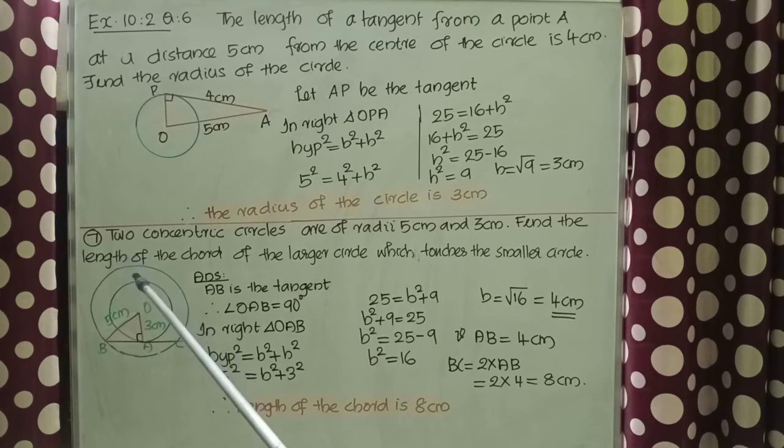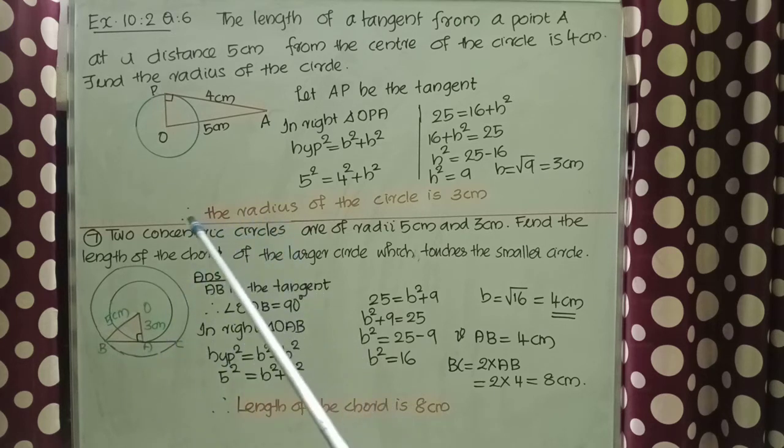So here I have drawn two circles. Both circles have the same center, that is O. One circle is with radius 3 cm and the other one is with radius 5 cm. I have marked OA as the radius of the first circle with radius 3 cm. OB is the radius of the second circle with measurement 5 cm.